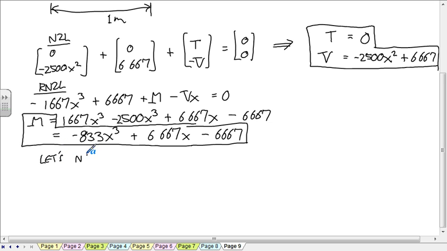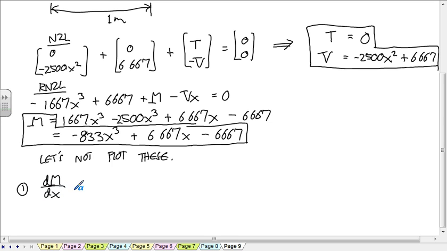Let's not plot these. But we can do those 4 checks to make sure that it works. What we already checked was that dm dx is equal to v for the first half. So let's check that it holds for the second half. The derivative of this is equal to this. The derivative of this is equal to this. The derivative of this is 0. So that all works.